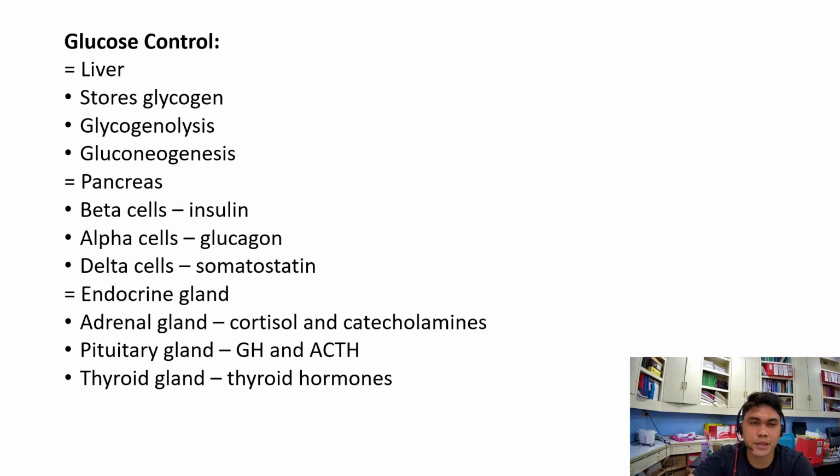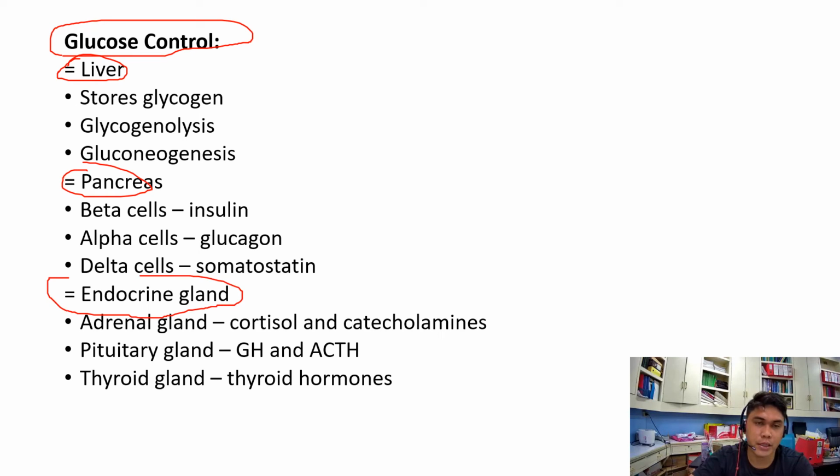Okay. So next is the organs responsible for glucose control. First is the liver, then the pancreas, then third you have other endocrine glands. The liver stores glycogen. Glycogen is a stored form of glucose, and the liver is the site for glycogenolysis and gluconeogenesis.